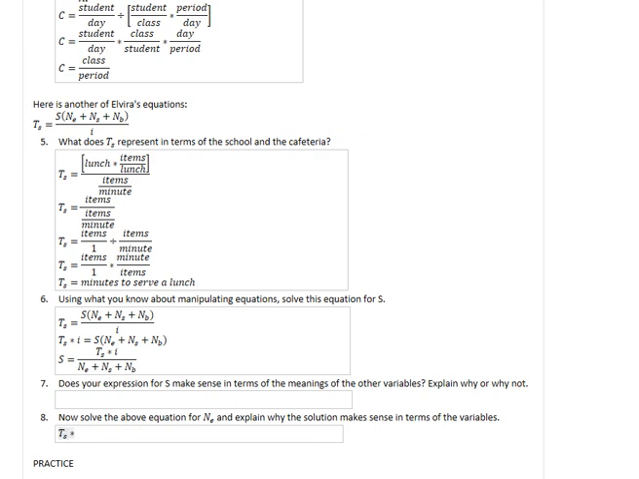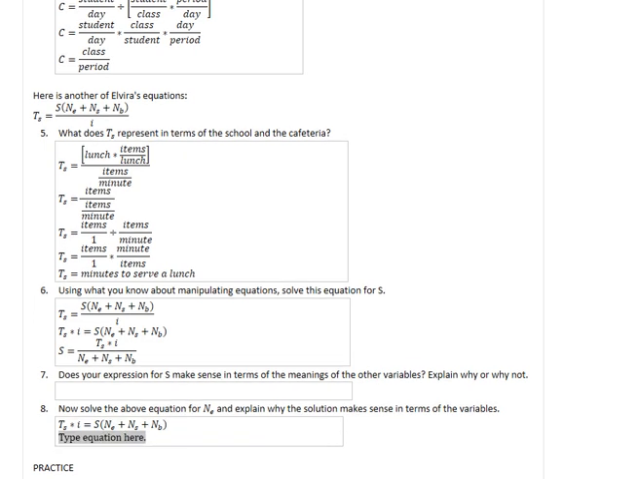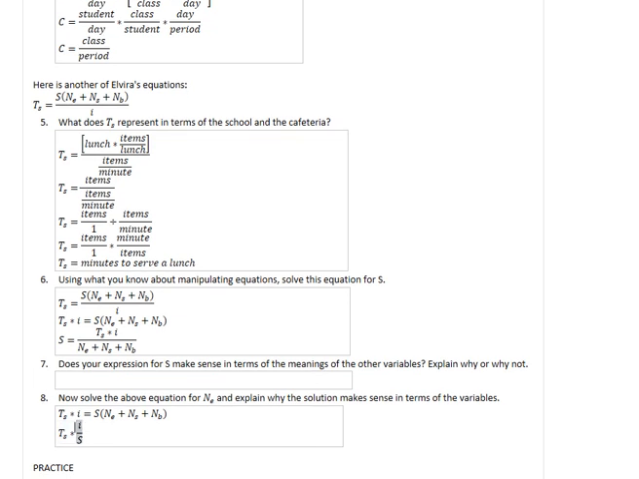We have T sub S times I equals S times N sub E plus N sub S plus N sub B. And what I'm going to do is I have my number of students times my number of food items. Those are both just numbers. I'm going to divide both sides by S. Here's what I end up with. Again, if I could type, that would be fantastic.